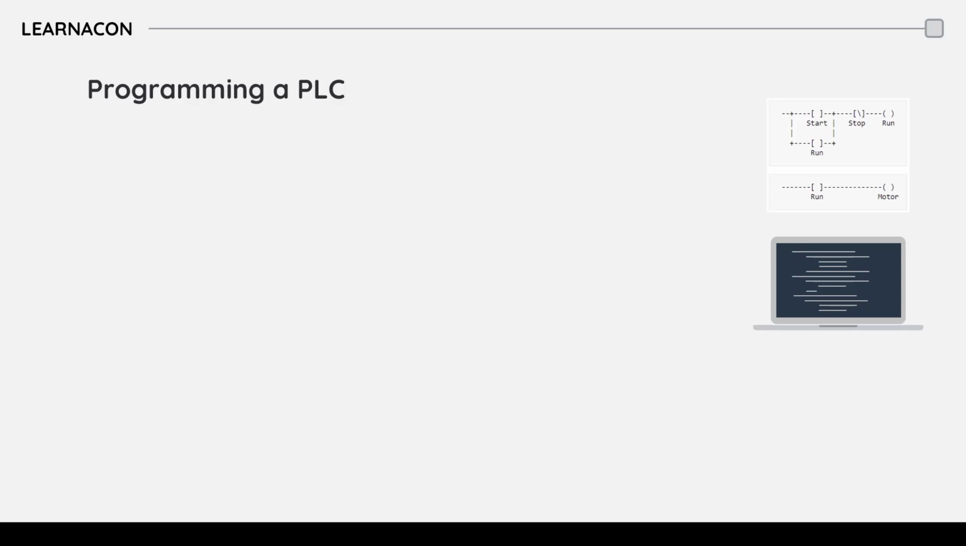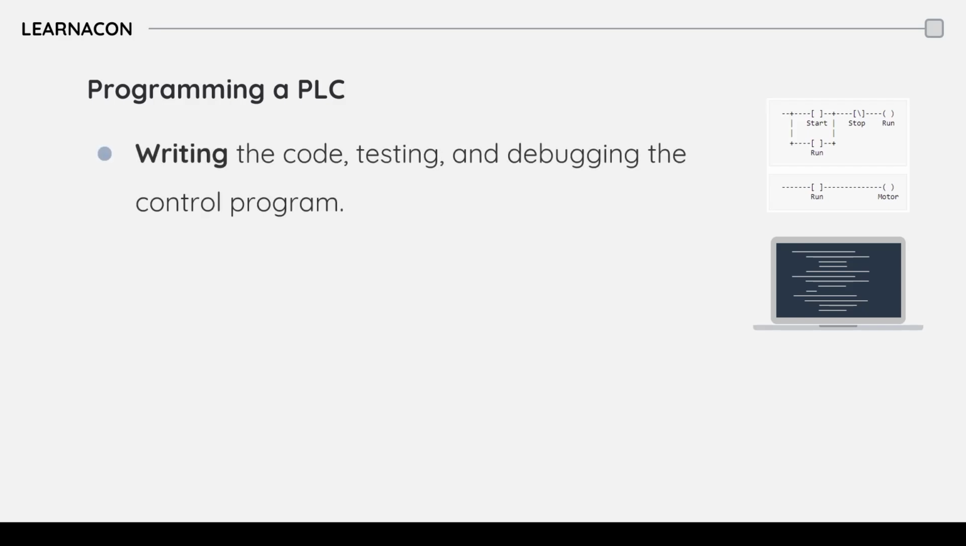Now let's dive into PLC programming. First, you write the control program. This involves creating the logic that tells the PLC what to do. After writing the code, you need to test it to make sure it works as expected. Debugging is part of this process, where you fix any issue that comes up. Before you run the program on actual hardware, you can simulate it. Simulation lets you test the program in a virtual environment to see how it behaves without risking any real equipment.